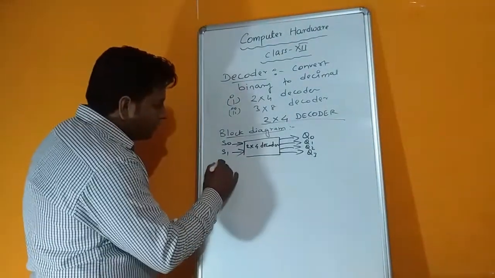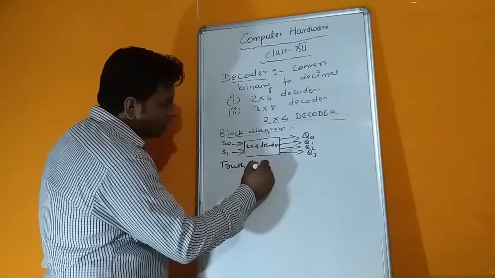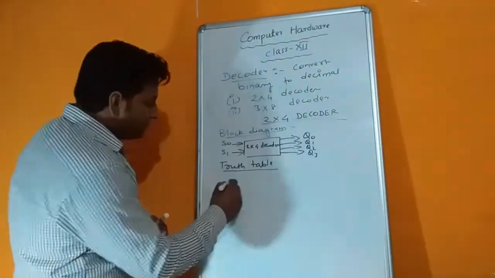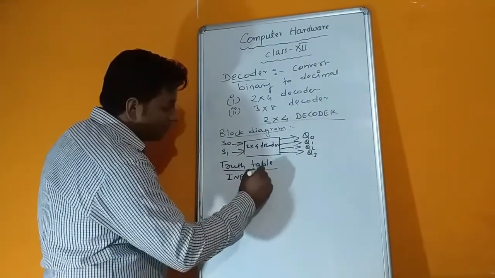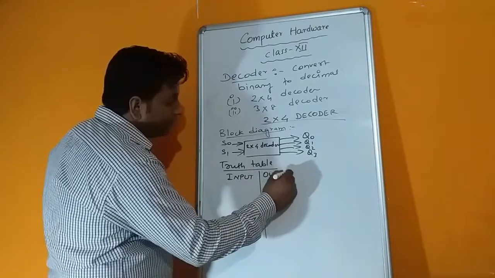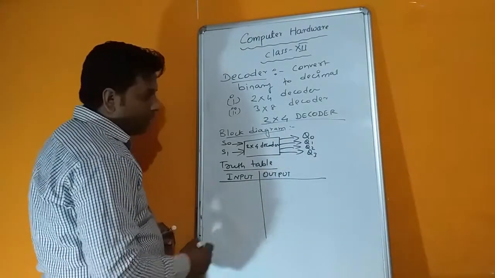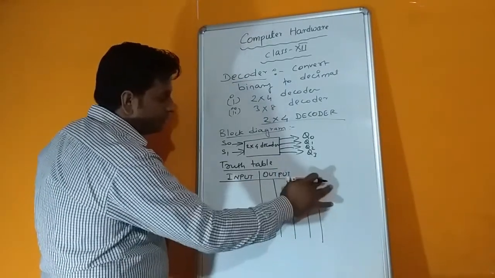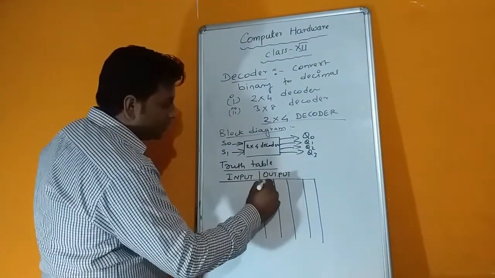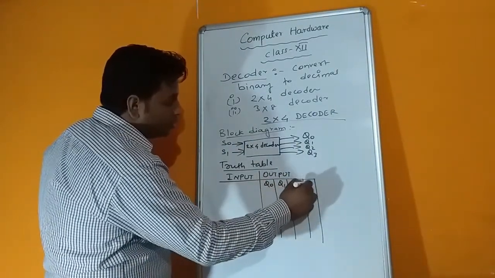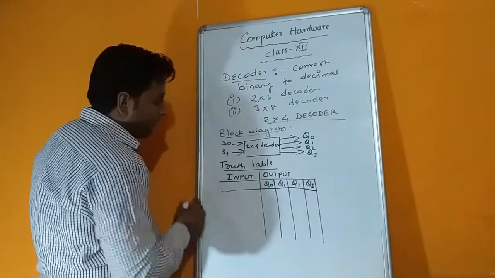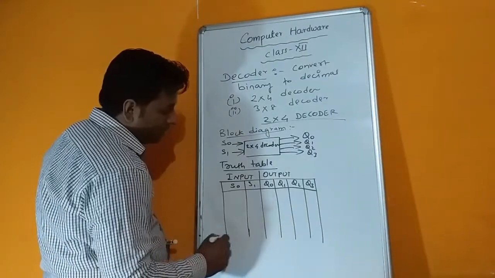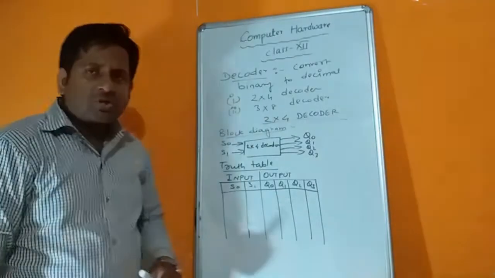So now, truth table. So how many inputs do we have? 2 inputs. How many outputs do we have? 4 outputs. So let us take 1, 2, 3 and 4. We'll write here Q0, Q1, Q2 and Q3. And here S0 and S1. So this is the structure of the truth table.